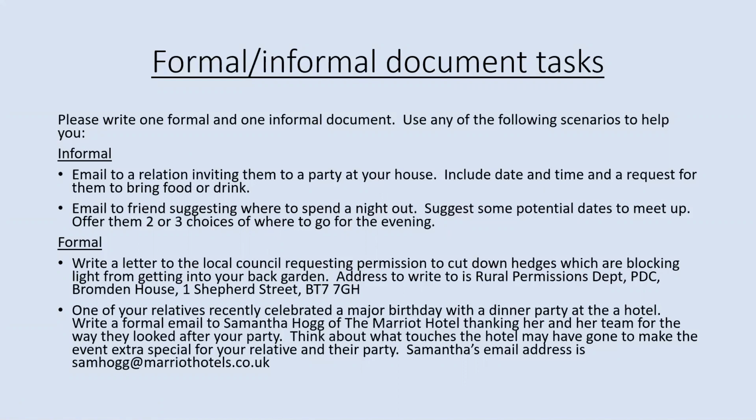Then in the formal context, I'd like you to choose one of these 2 scenarios. You only have to choose one scenario for each one. So make a choice out of either of these 2 formal scenarios. Write a letter to the local council requesting permission to cut down hedges which are blocking light from getting into your back garden. The address to write to is Rural Permissions Department, PDC, Bromden House, 1 Shepherd Street, BT7 7GH. Or you could do this one instead.